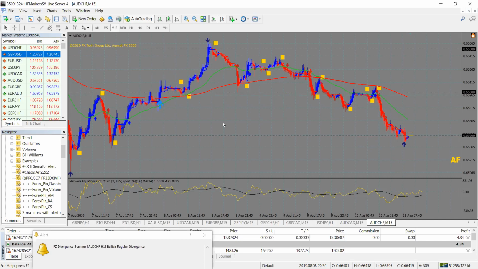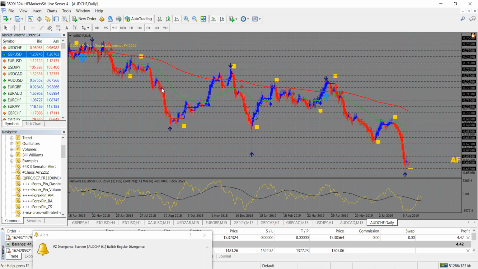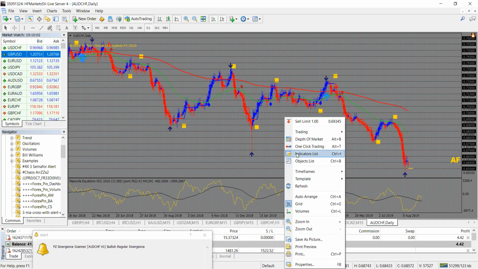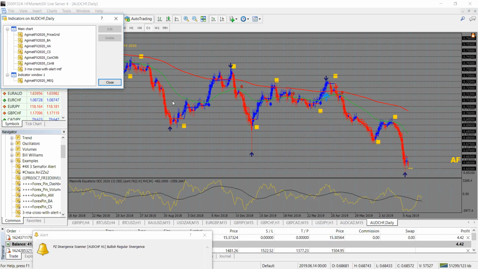So anyway, I'm going to show 2 screens. This is AUD CHF right now. So I'm going to go to the daily, and I'm going to show you what I mean. Now, on the daily time frame here, you can see the red line, let me just clear again, sorry about that, just so that we don't have any misconceptions.